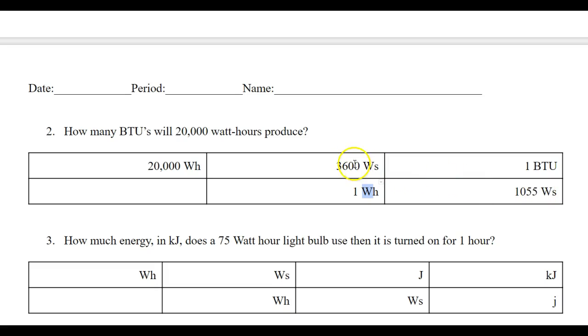Because, you can go, 3,600 divided by 1. Well, it's still going to give you the same answer. And this is basically 1 over 1,055. Could you do the inverse of this? Yes, if you're a mathy person, you can do it. If not, just divide by 1,055.